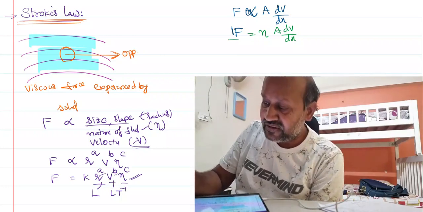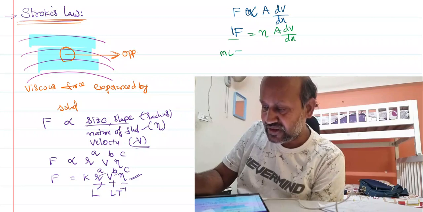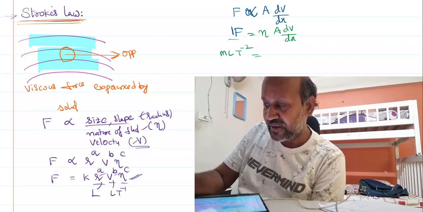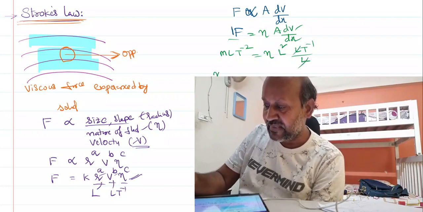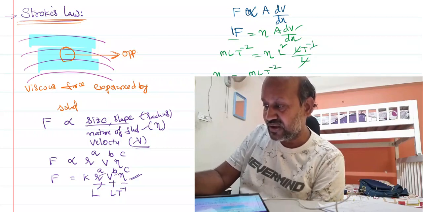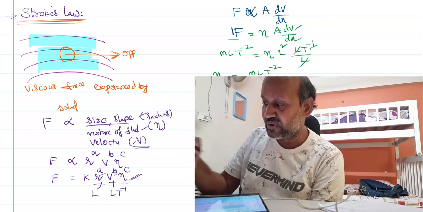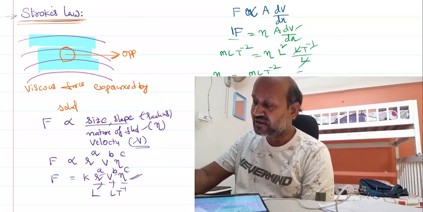We know the formula for the viscous forces, and force is ML^-2. For eta, I want to find out: area is L squared, change in velocity is L T^-1, and dx is length L. So this L and L will cancel. So eta is M L T^-2 divided by L squared, and this T^-1 will come to the denominator. So what is its dimension?